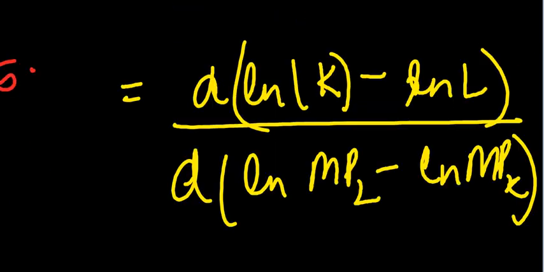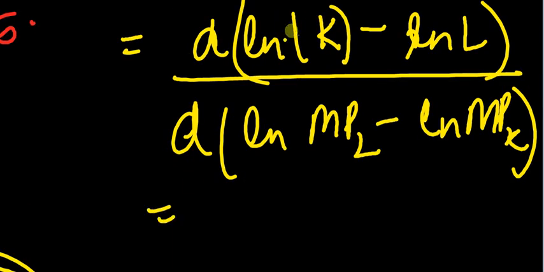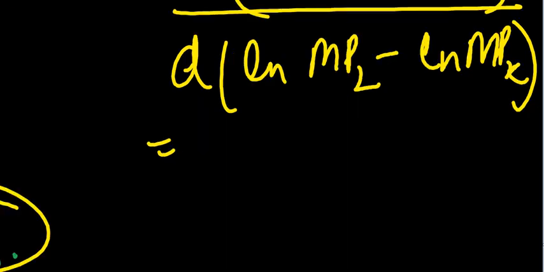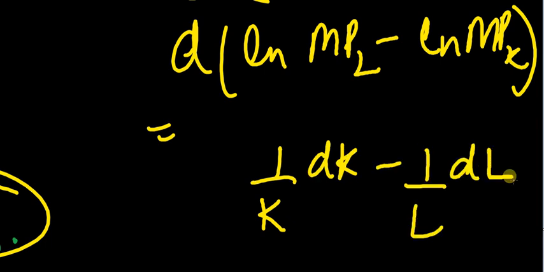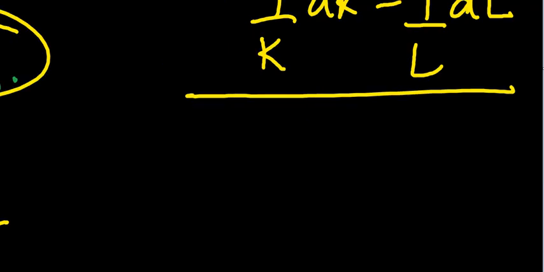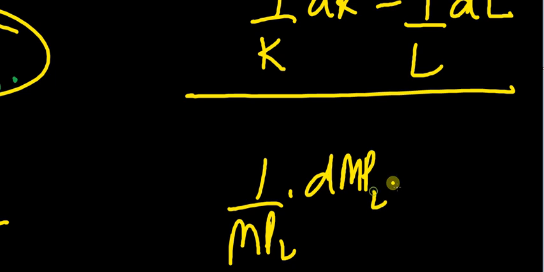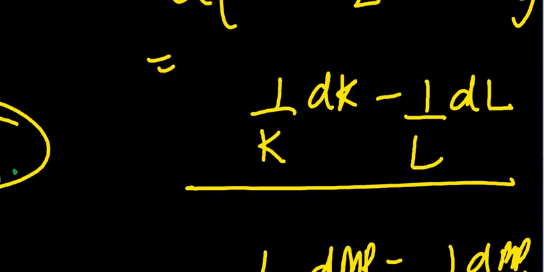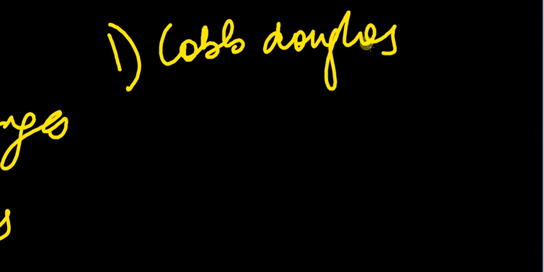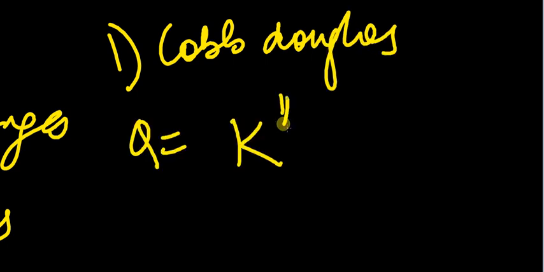Good. So this log differentiation is 1 by K dK minus 1 by L dL upon 1 by MPL d of MPL minus 1 by MPK d of MPK. So you can solve this for different functions. Let's solve it first of all for the Cobb-Douglas function. So supposedly my function is this.